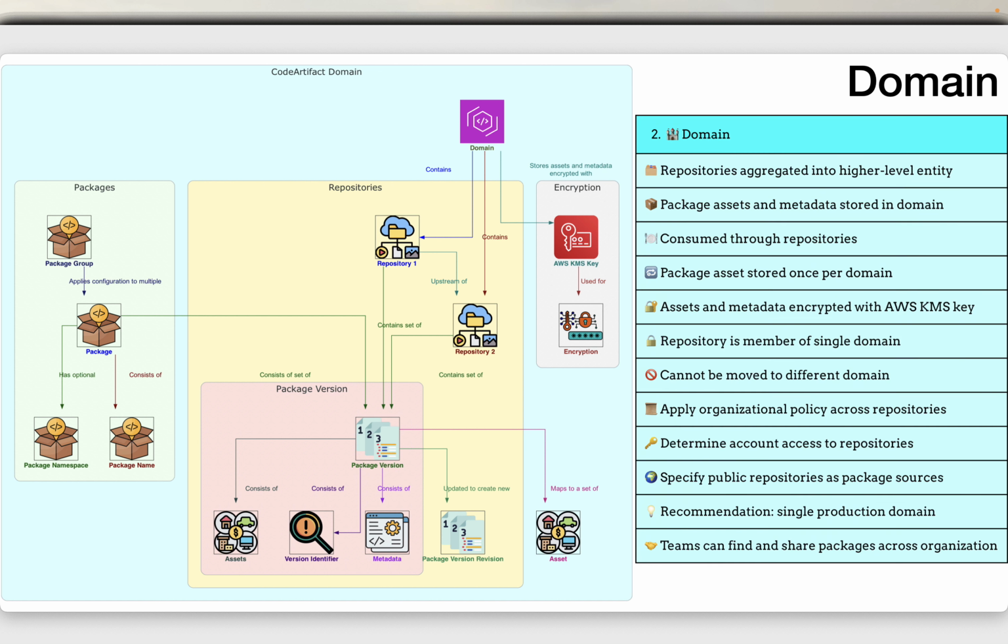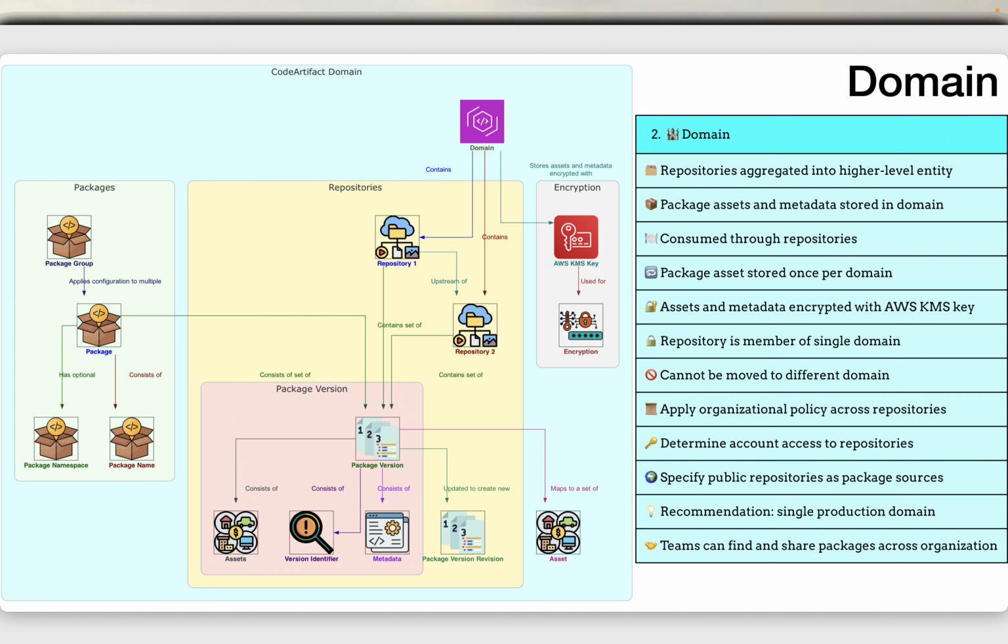Then you have a domain. Repositories are grouped into a higher level entity known as domain. All package assets and metadata are stored in the domain, but they are consumed through repositories. A given package asset, such as a Maven jar file, is stored once per domain, no matter how many repositories it is present in. All of the assets and metadata in a domain are encrypted with the same AWS KMS key stored in AWS Key Management Service. Each repository is a member of a single domain and cannot be moved to a different domain.